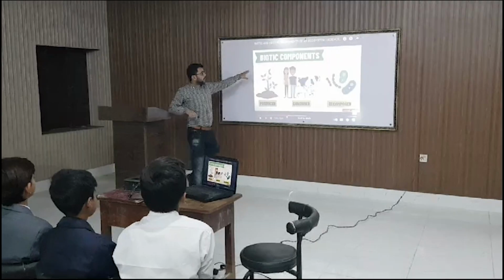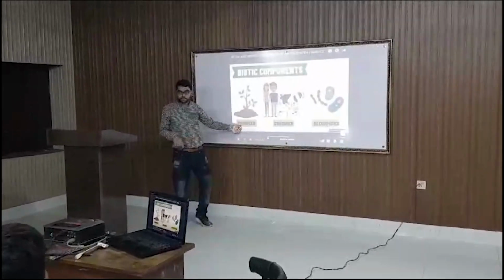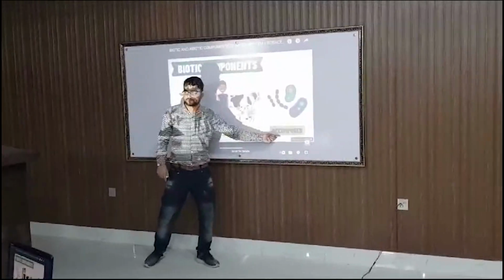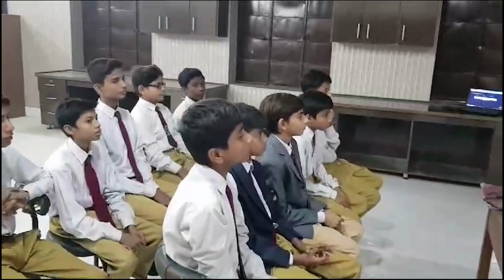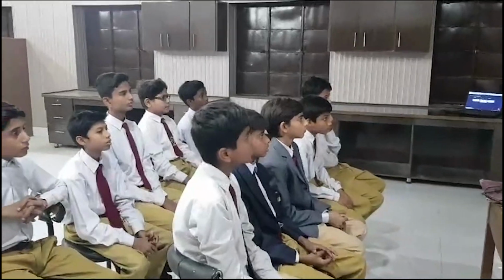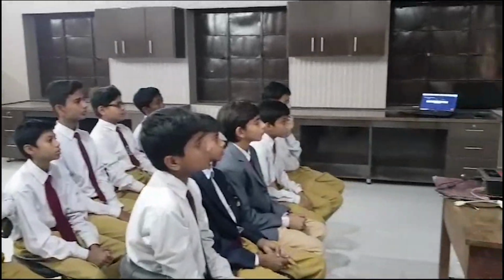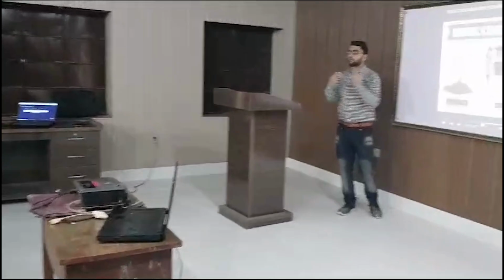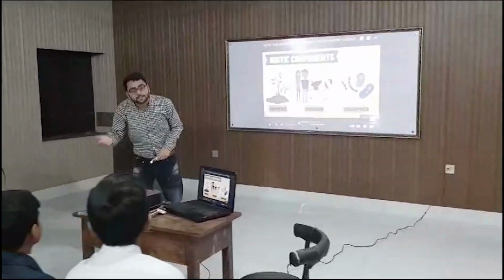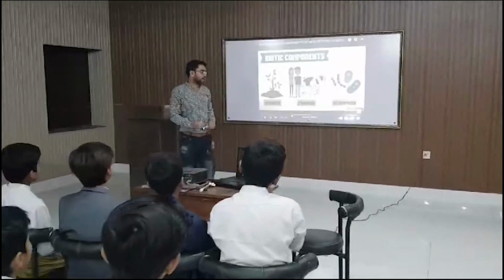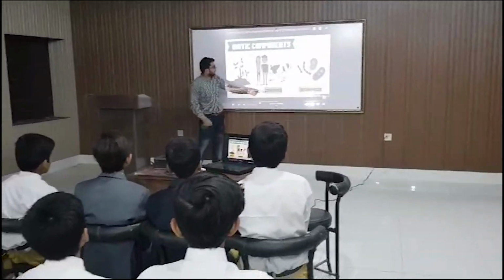Let's start. Biotic components are based on producers, consumers, and decomposers. Who can tell me what the producers are? The producers are those that make their own food. Own food. So this is a picture of a plant. Plants can make their own food in the presence of sunlight, and the process is called photosynthesis. Brilliant. That's great.